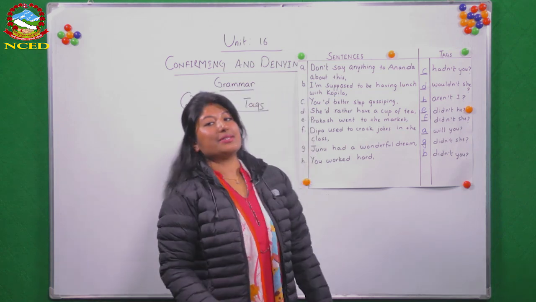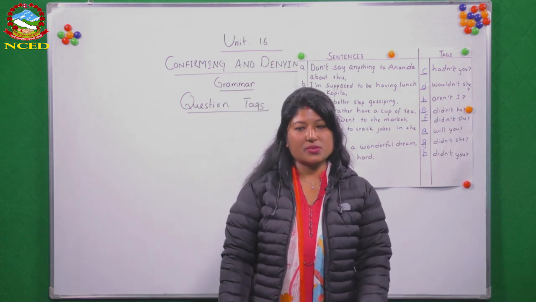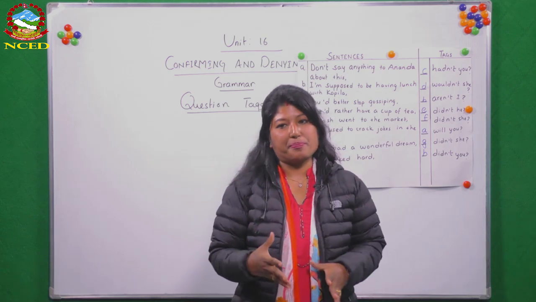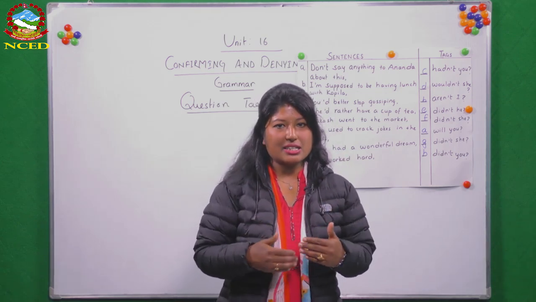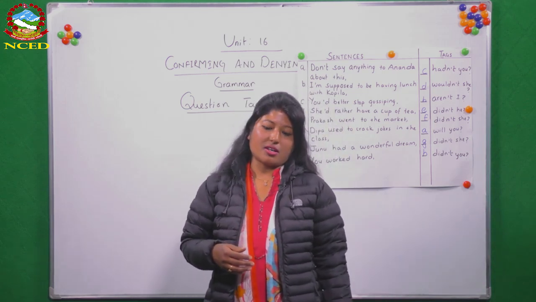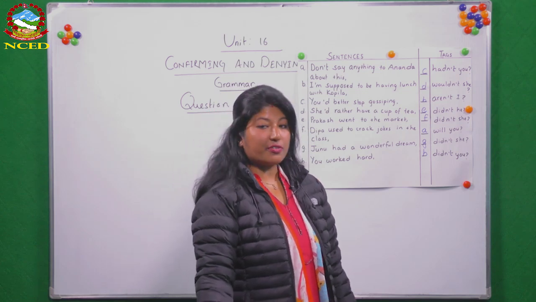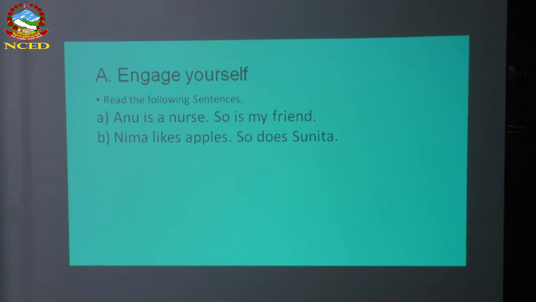So let's move to the next one now. Look at page number 176. Now we are relating tag question with confirming and denying. There is another way to confirm and deny: use of so or neither. So look at there. Engage yourself. Read the following sentences. There are some examples. Use of so and neither.